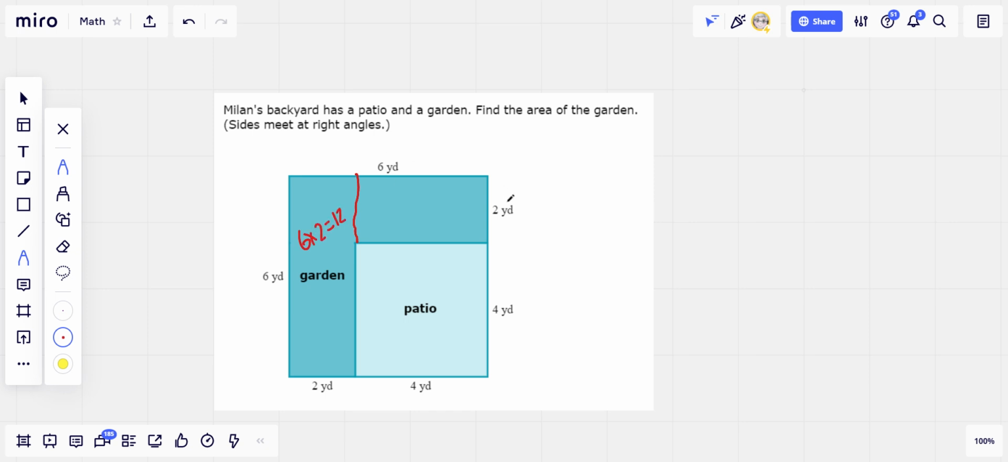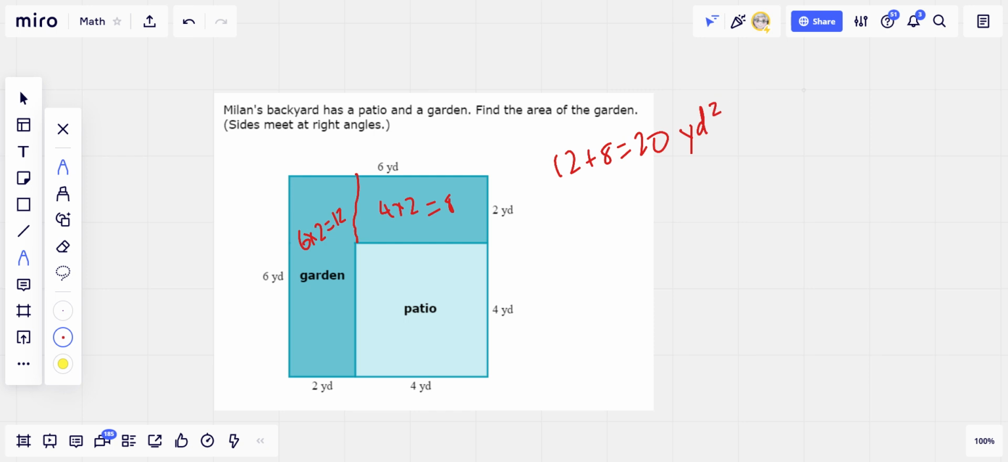And this rectangle is not 6 by 2, right? This 6 refers to this whole distance. So what is this distance right here? Well, if I look down here, that's 4. The width of the patio is 4, and this part is just as wide as the patio. So this is a 4 by 2, and that's 8. And so we have 12 plus 8. That equals 20, and our units would be square yards. So that's not too tough.